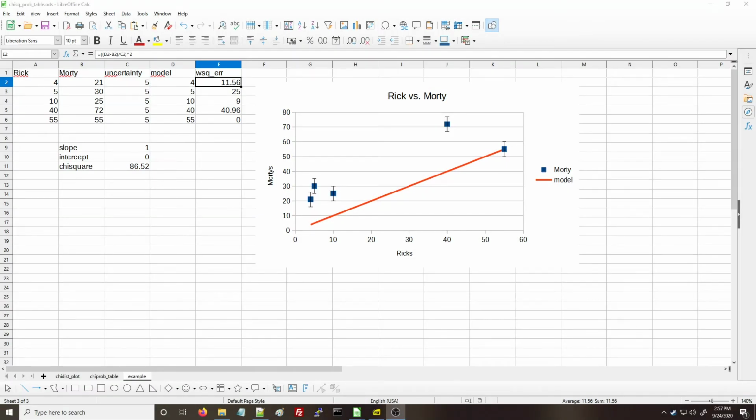Hi there, it's Dr. Peterson, and I'm going to show you how you can use the chi-square statistic to perform weighted least squares fits in your experiments to match your models to your data, and also how you can use spreadsheet functions to calculate the chi-square probability and thus perform the chi-square test for goodness of fit.